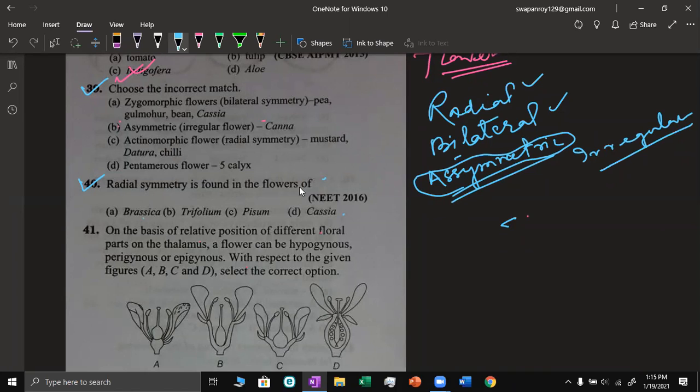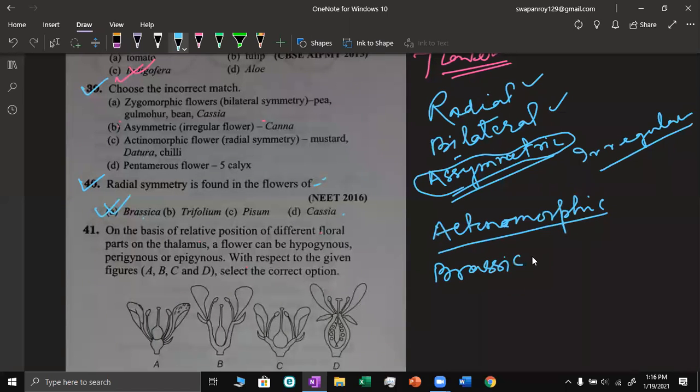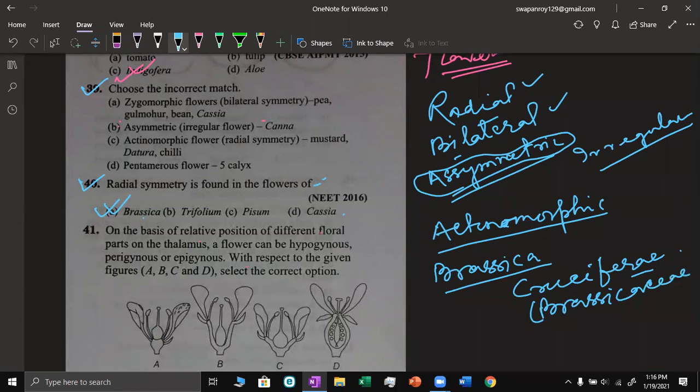So radial symmetry is found in the flower of which one? Brassica, sir. Yes, Brassica. All those having radial symmetry are actinomorphic. Brassica belongs to family Brassicaceae or Cruciferae. In this, the flowers have radial symmetry.